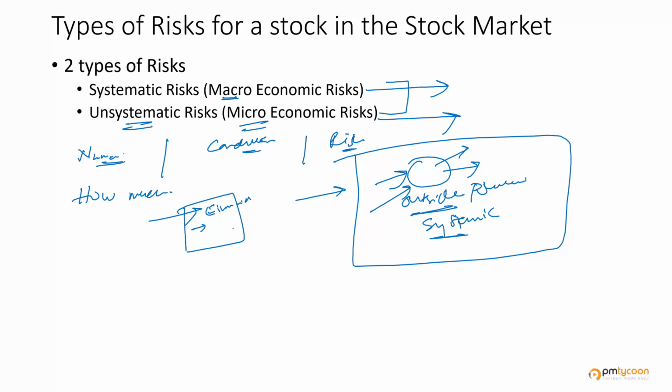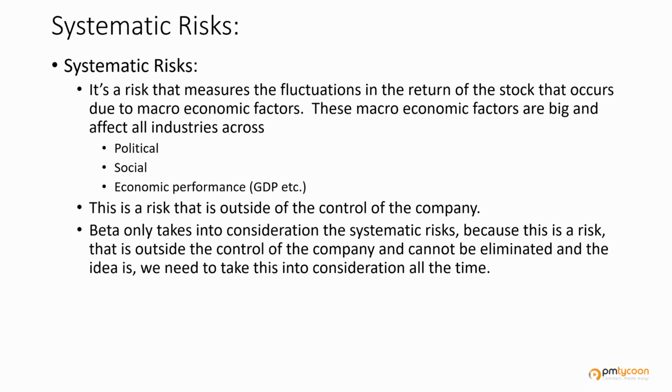If it is not being managed well, this is something within the control of the company, and these things can be fixed. Now, when we try to compute beta, we only take into consideration the systematic risk, not the unsystematic risk. There is one important thing I just want to tell. Most people will say we only take into consideration systematic risk for beta, but that's not entirely true.